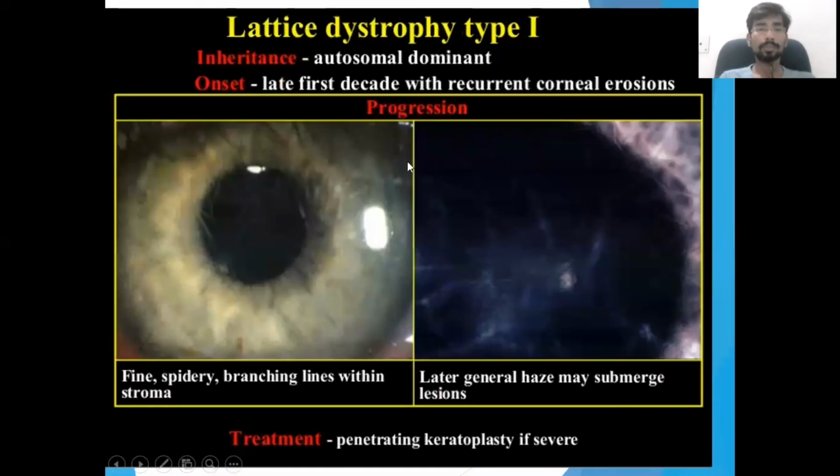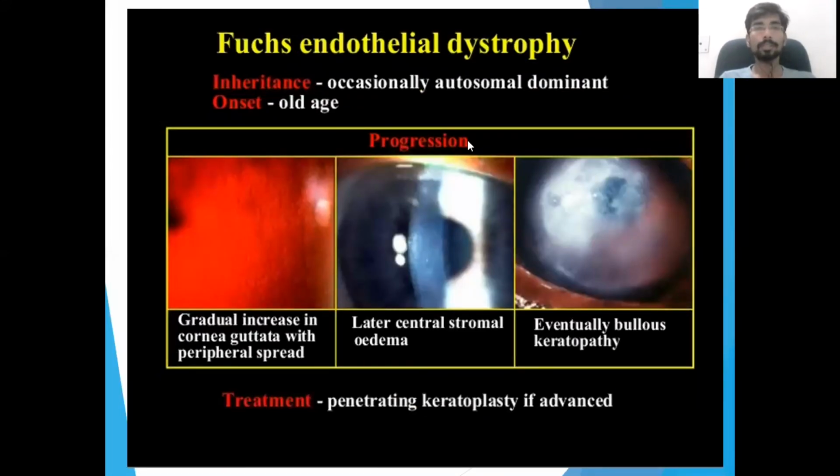Lattice dystrophy: fine spidery branching lines within the stroma. Later generalized haze may submerge the lesions. Treatment is penetrating keratoplasty if severe. Fuchs endothelial dystrophy: gradual increase in corneal guttae with peripheral spread, later central stromal edema and eventual bullous keratopathy. Treatment is penetrating keratoplasty if advanced.